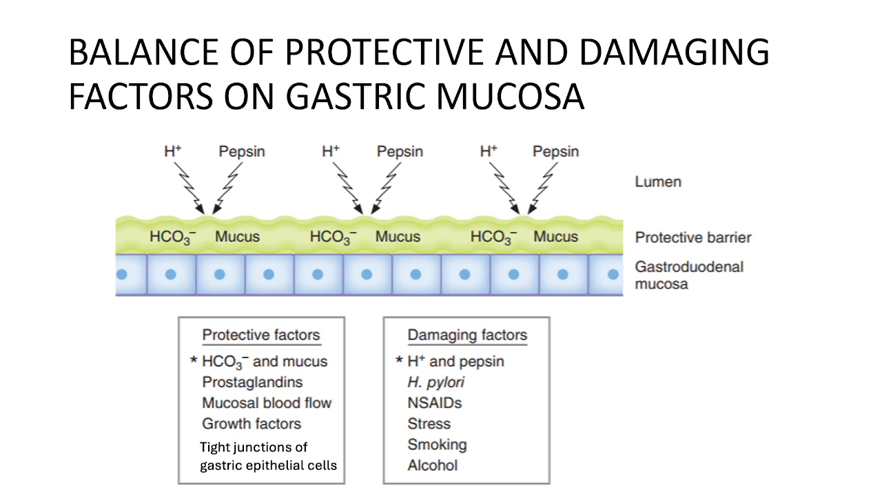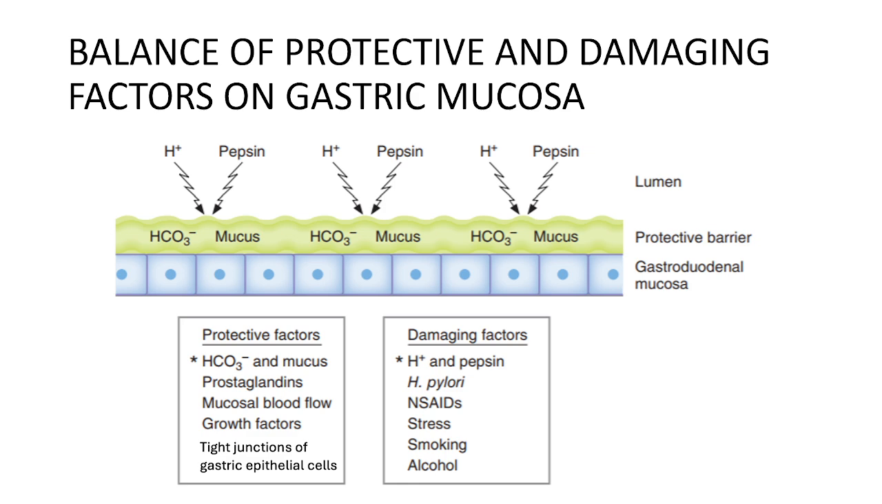Growth factors enable the continuous change, once in 3 days, of the epithelial lining of the stomach, and tight junctions between the gastric epithelial cells prevent the leakage of gastric juice under the epithelial lining, which is also damaging, of course.